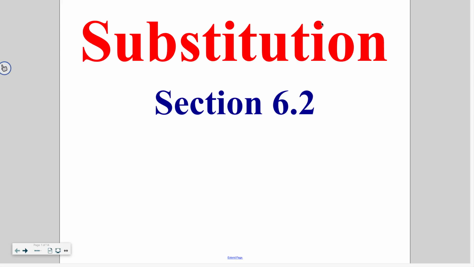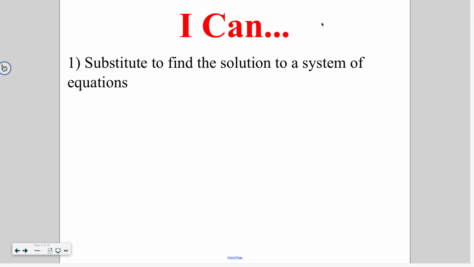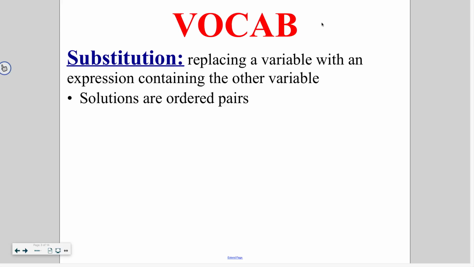Hello class, today we're going to talk about section 6.2, which is substitution. By the end of today's lesson, you will be able to substitute to solve systems of equations. So as we discovered in yesterday's lesson, graphing is not the most precise way to find where two lines intersect.